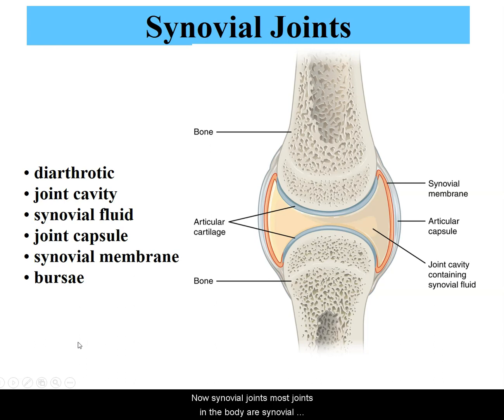Now, synovial joints, most joints in the body are synovial joints. Their articulating surfaces are separated by a synovial fluid-filled cavity. It allows for greater freedom of movement. Then here's the structure. You have the bone and then the joint capsule, articular capsule here.